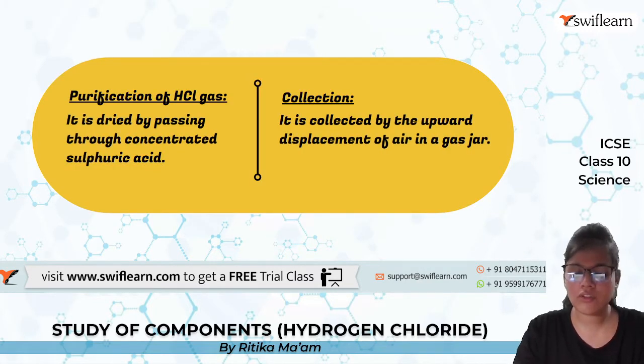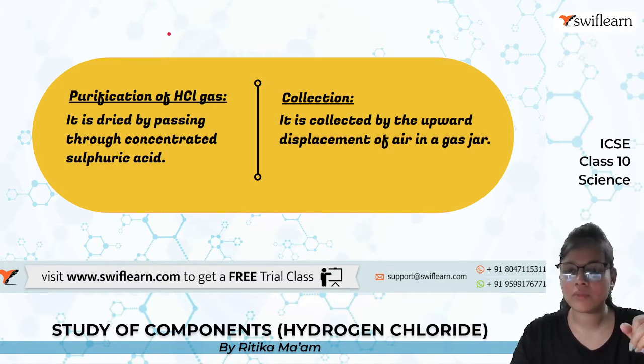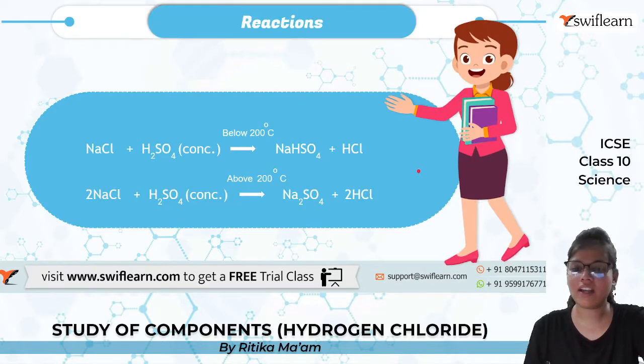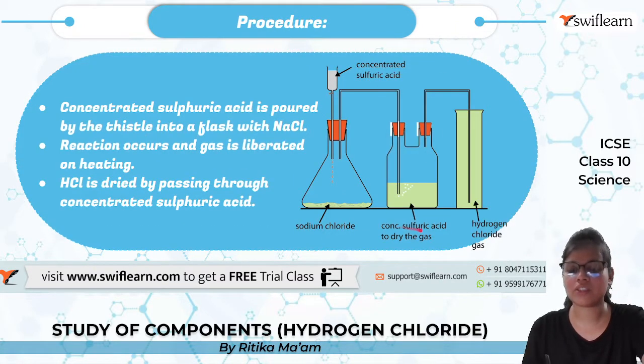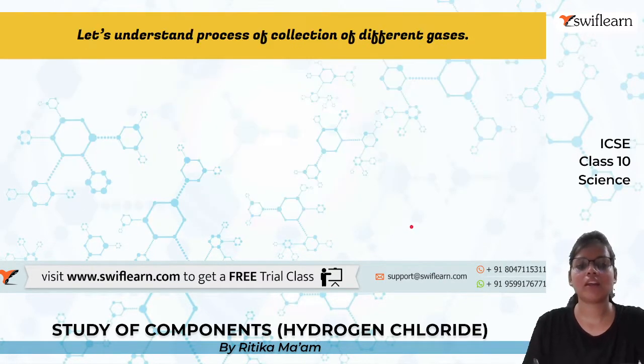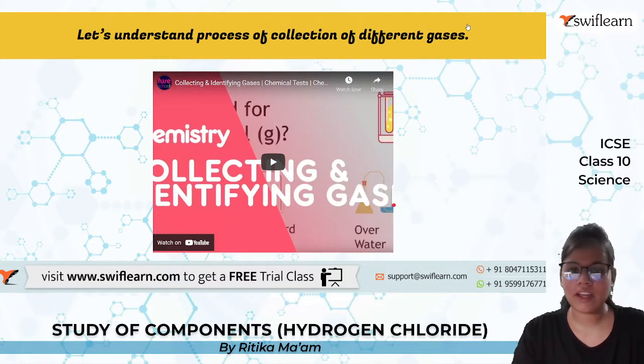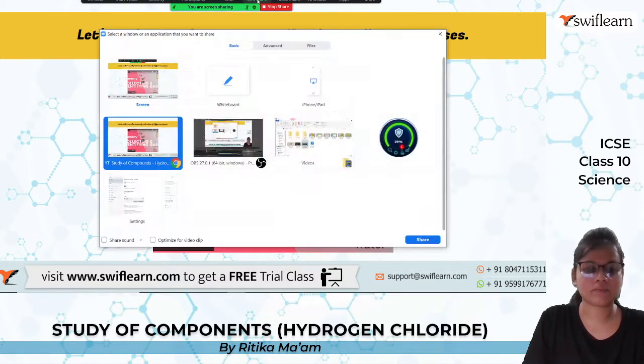Next is purification of hydrochloric acid. It is dried by passing through concentrated sulfuric acid and then we collect it by upward displacement of air in the glass jar, as you can see in this picture. Now we are going to understand the process of collection of different gases.